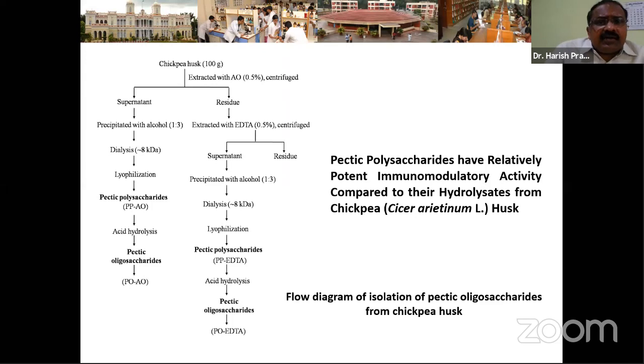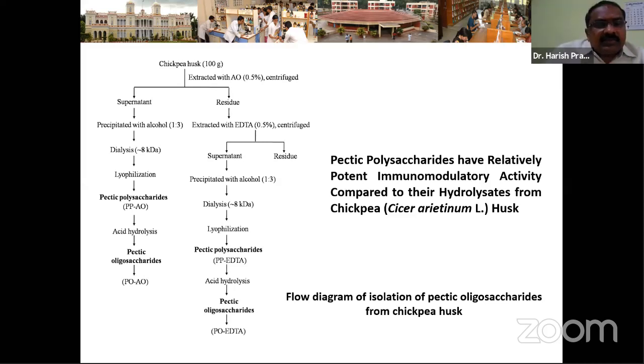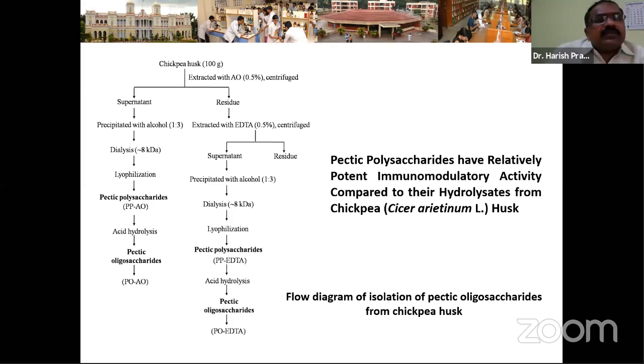Next, very contradictory to the previous two we have seen, we started testing pectic oligosaccharide and pectic polysaccharide to see which one is more immunomodulatory, which one is potent immunomodulatory. So we have taken this pectic polysaccharide especially from the chickpea husk. There was not much work, and nobody has done detailed studies with respect to chickpea husk. So we isolated this.